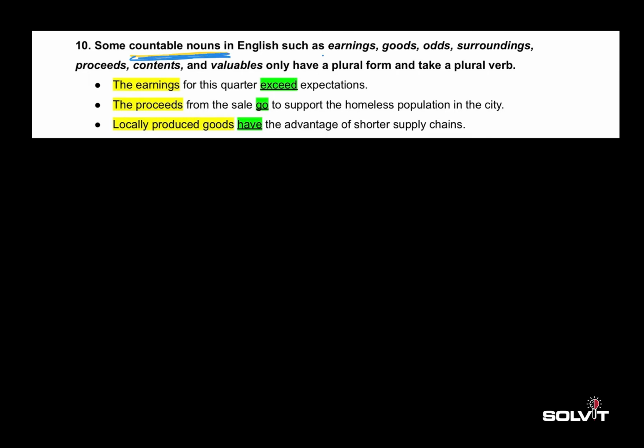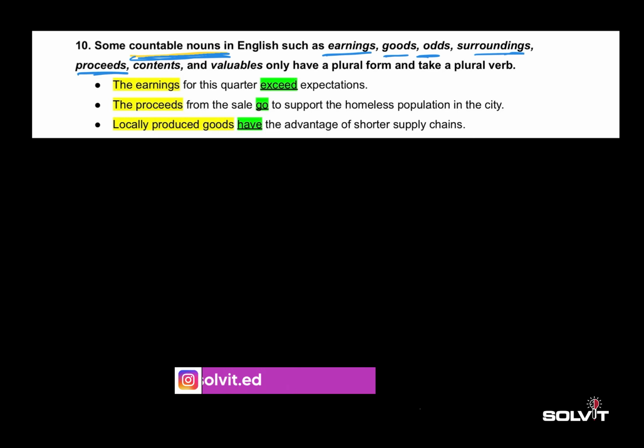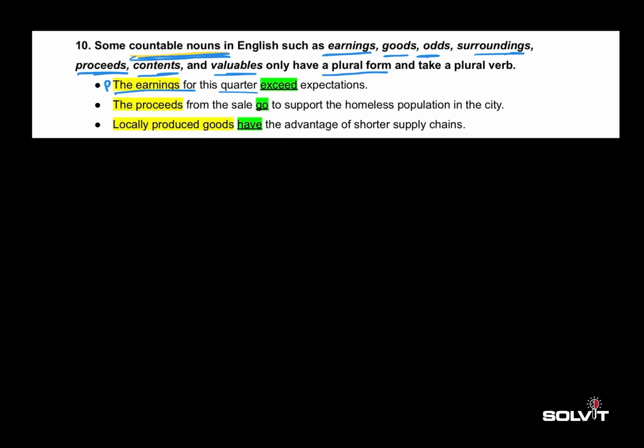So, for example, earnings, goods, odds, surroundings, proceeds, contents, and valuables only have a plural form and take a plural verb. So, the first sentence is: the earnings for this quarter exceed expectations. Now earnings can be measured, right? They can be counted. So, this will be counted as plural. It's a countable noun. And exceed will therefore also be plural. It will not be exceeds, it will be exceed because the subject is plural.